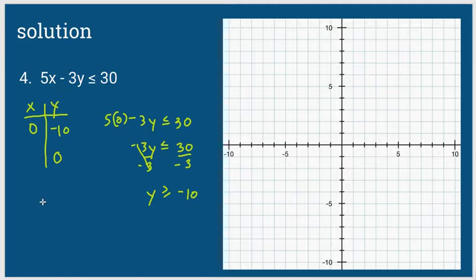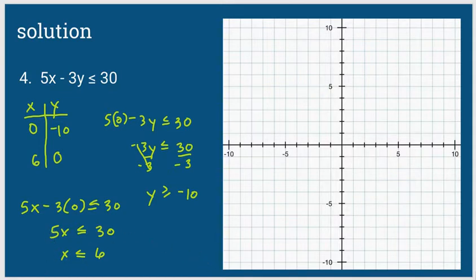So then I'm going to go over here and do the same thing, but I'm going to plug 0 in for y. So I'll have 5x minus 3 times 0 is less than or equal to 30. So 3 times 0 is just 0. That leaves me with 5x is less than or equal to 30. I'm going to divide both sides by 5. I'm not going to show that, but I'm going to do it. And then x is going to be less than or equal to 6. Again, I'm not so concerned about the less than part here. What I want to know is that that intercept is at 6, 0.